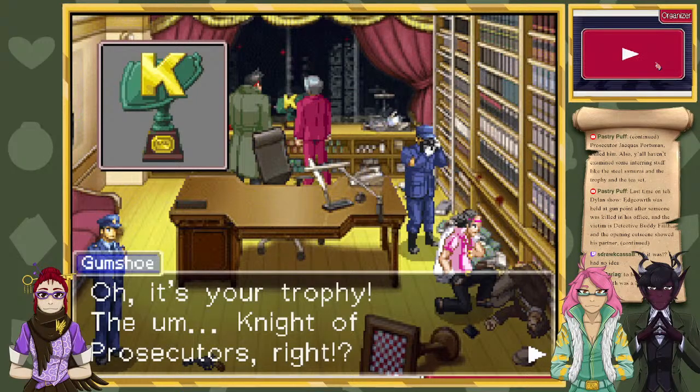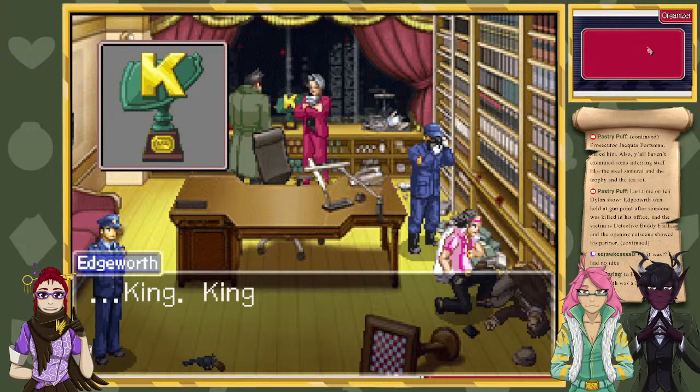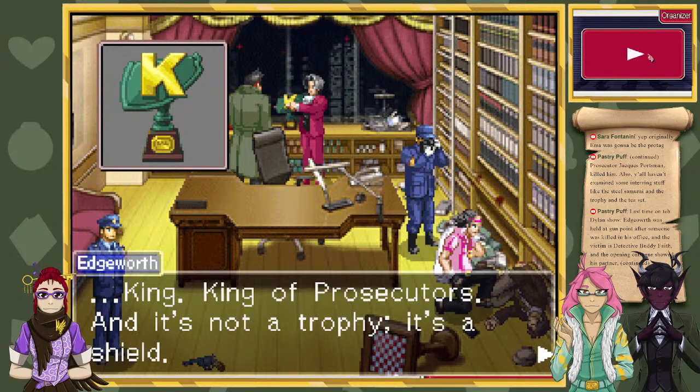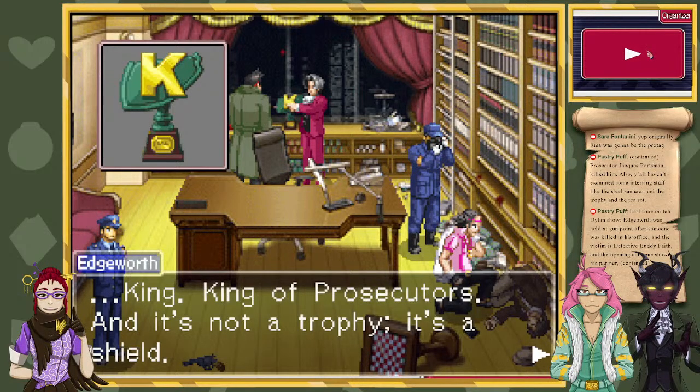Oh, it's my line! Right, under this trophy! The Knight of Prosecutors, right? So close, Gumshoe, so close. They both start with K. King of Prosecutors. That's why I said it's not close.